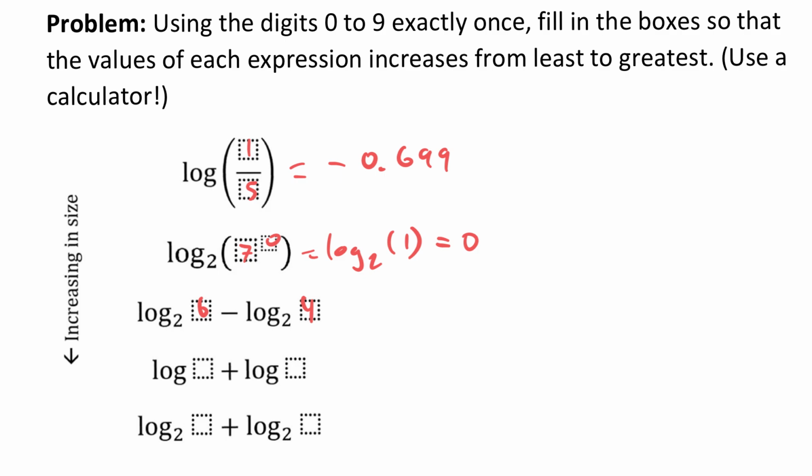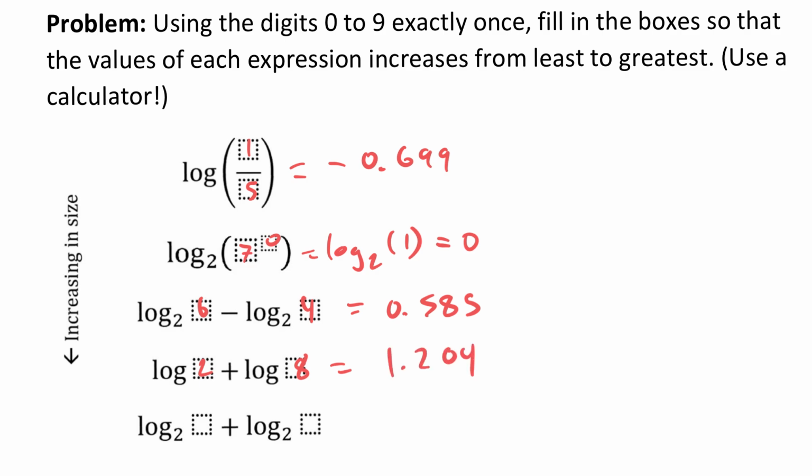For this one, let's do 6 and 4. Well, log base 2 of 6, that's going to be some horrible decimal. Well, log base 2 of 4 is 2. All right, well, let's type it in, see what we get. This is going to give me 0.585. Okay, let's do 2 and 8 maybe. So log of 2 plus log of 8 is 1.204.